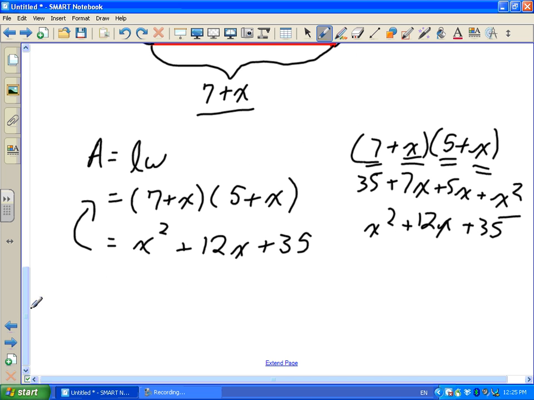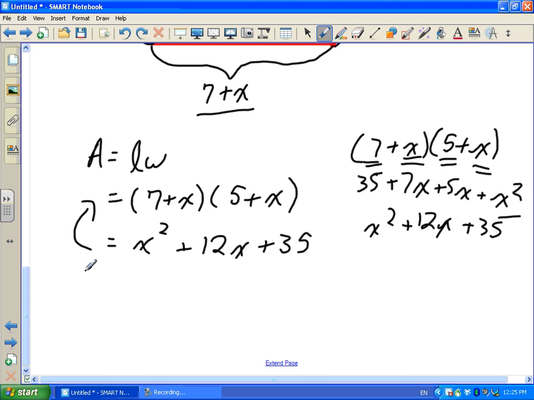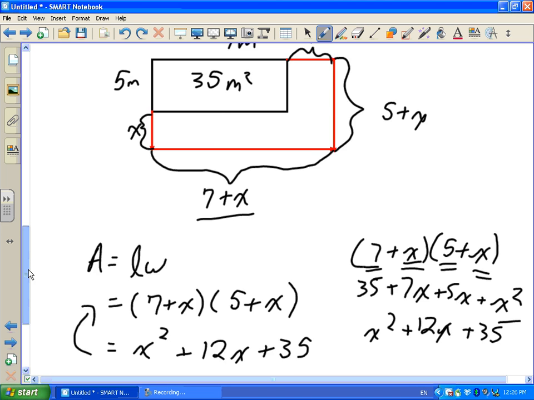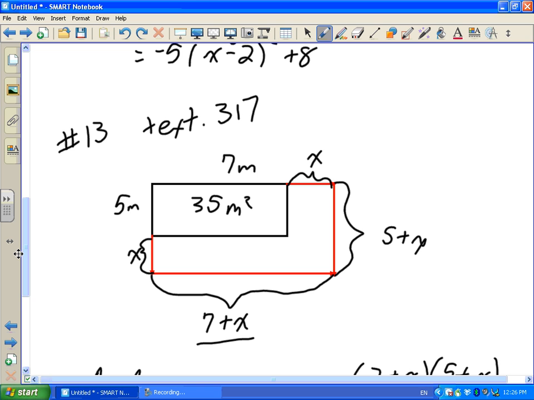I know the original area was 35, 7 times 5 meters squared. And that means our new area, we have to essentially add in our x's with it. So our new area, 35, and we had to add in, if you guys want to think of our new area, we got to put this much extra on top. I got to add this to it and this to it.